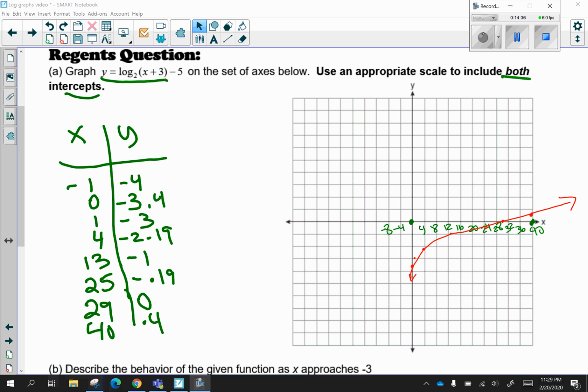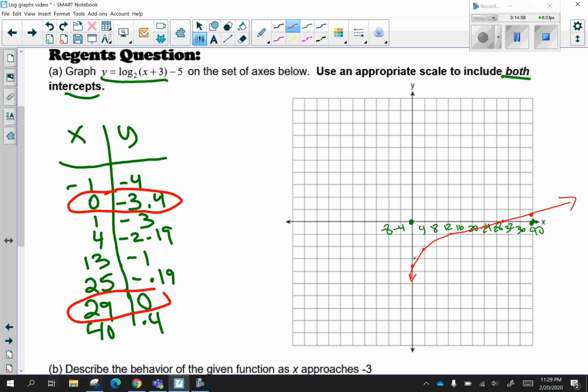Okay, so hopefully your graph looks something like this. Remember, it said to include both intercepts. So notice I have included my y-intercept of (0, -3.4) and my x-intercept as (29, 0). Then be sure to just include a few points before and in between. Okay.